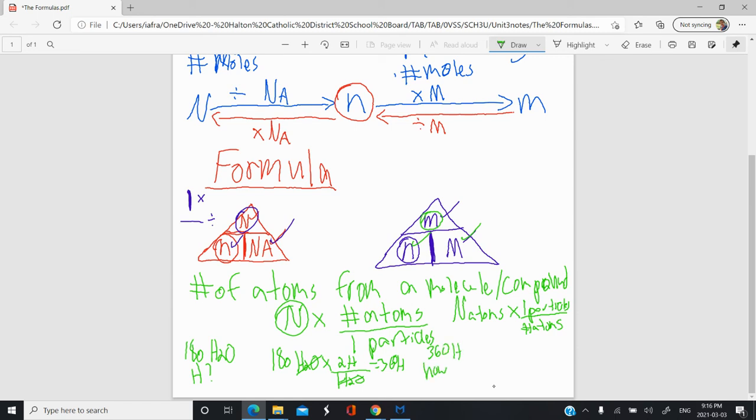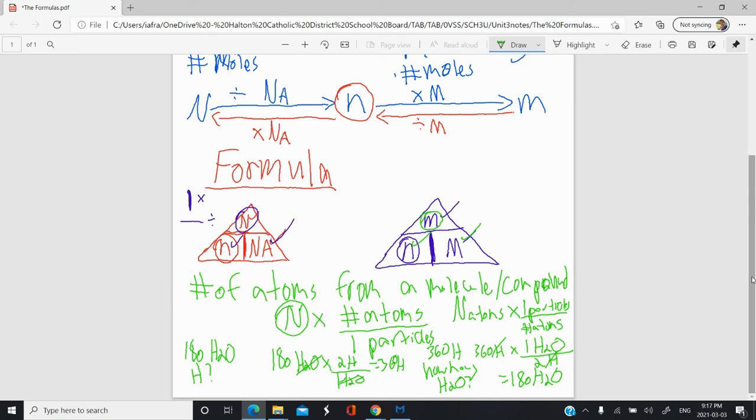how many H2Os would you have? You would do 360 H times, in one H2O, there's two H atoms. So you cross that H, you're doing 360 times 1 divided by 2. That's 180 H2O. So that was another problem.